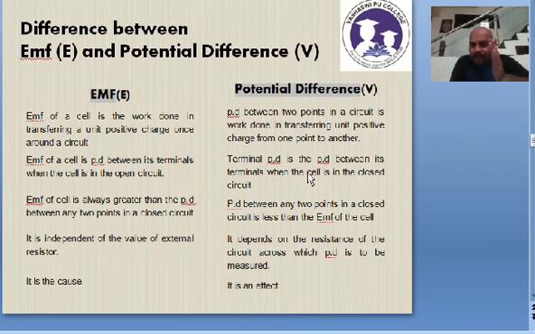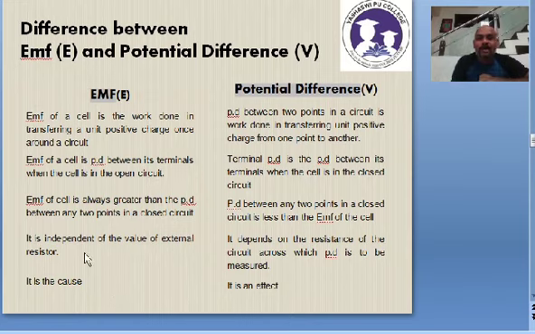When the cell is in a closed circuit, when the external resistance is included and current is drawn from the cell, the terminal PD across the cell is less than the EMF. When the cell is in an open circuit, the current is not drawn from the cell, and that is called the EMF of the cell. Anyways, EMF is greater than the terminal PD, or terminal PD is less than EMF.